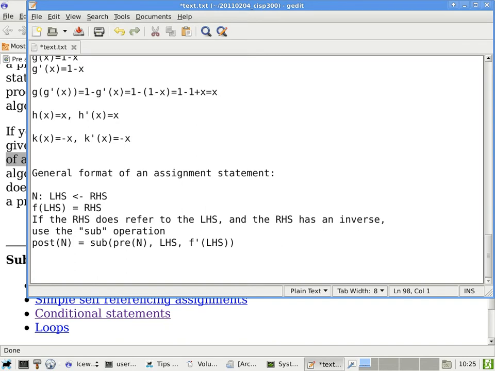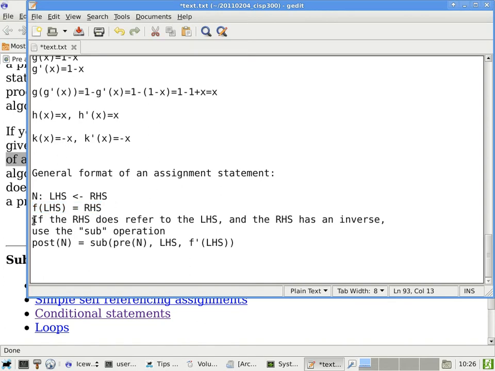So let me say that again, but using regular terms. This is the general format of any assignment statement. We have a line number, we have a left-hand side, the variable to be updated, and the right-hand side to specify a value to update the left-hand side. And this is just for notation purposes. I will define function f of the left-hand side, which is the variable getting updated, to be the right-hand side. It's just by definition. This is how I define function f.